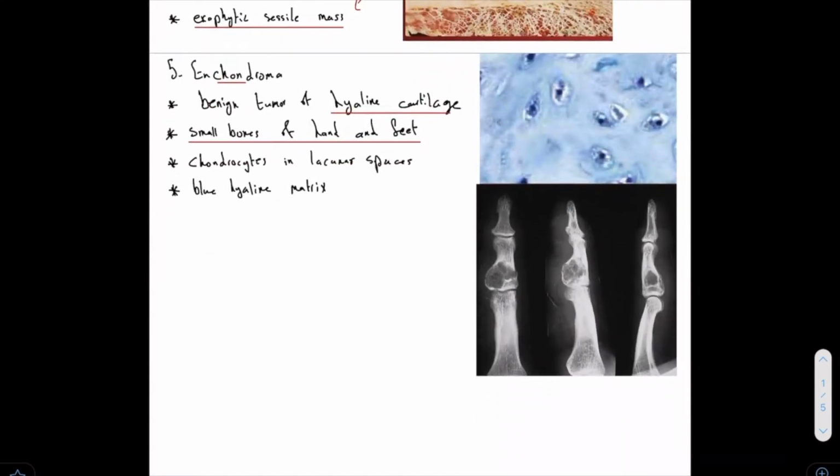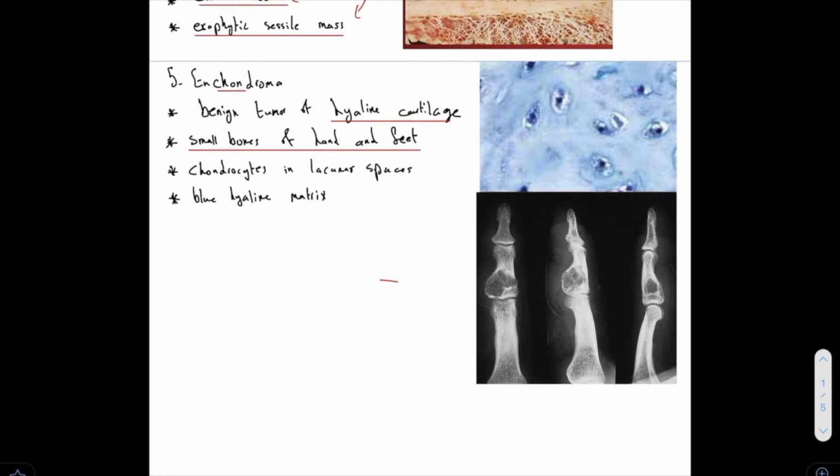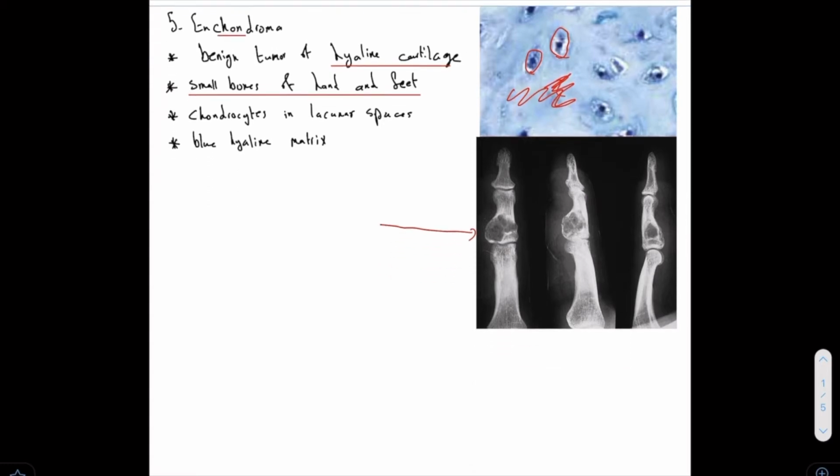Enchondroma is a tumor of the cartilage, usually hyaline cartilage, and the most important thing is that it arises in the bones of the small hands and feet, so in the phalanges, okay? And the histology you can see here, it's these chondrocytes which are in this lacunar space, okay? And it's blue because it's cartilage. So that's it for benign tumors.